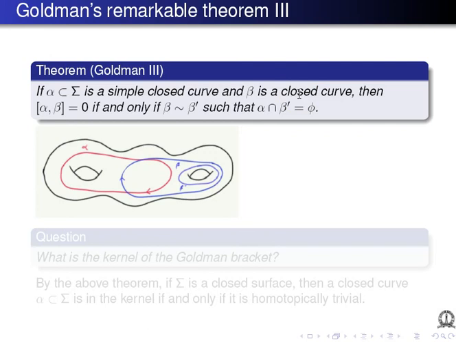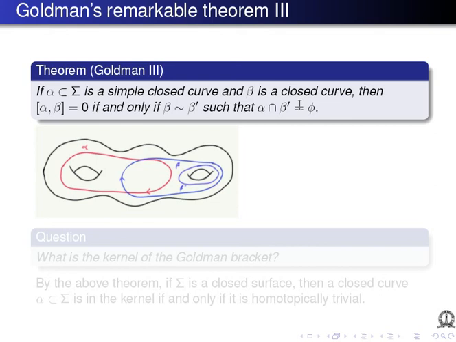Suppose alpha intersection beta is empty, they have no intersection point, so we have an empty sum, so the Goldman bracket is 0. Further, if alpha intersection beta prime is empty, then the Goldman bracket of alpha and beta is the same as that of alpha and beta prime, by what I said, it's trivial. Now the highly non-trivial point is that the converse is true.